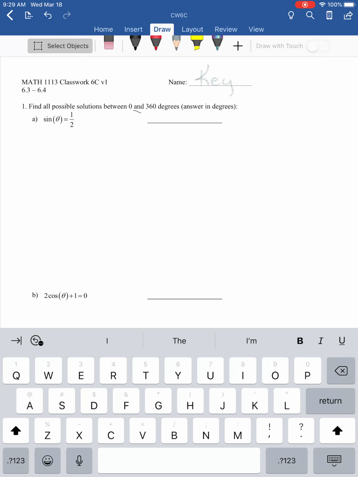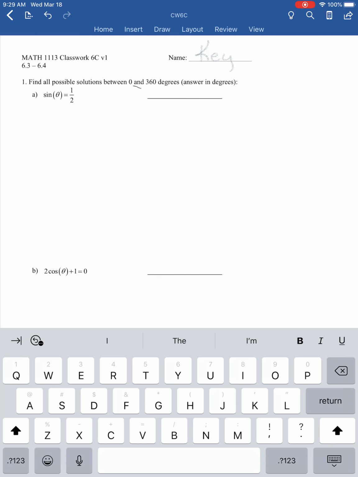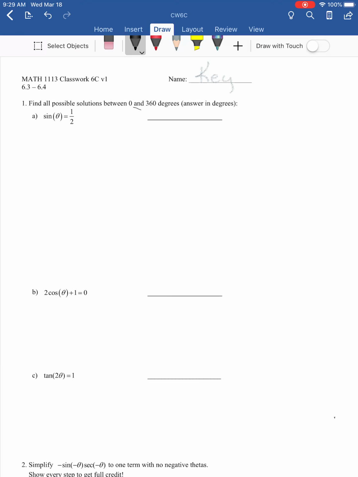All right, sine of theta is equal to 1/2, and they want the answers between 0 and 360. If we want them between 0 and 360, remember sine is positive in two quadrants, here and here. And when is sine equal to 1/2? That is 30 degrees. So this is 30 degrees, and over here we have the reference of 30.